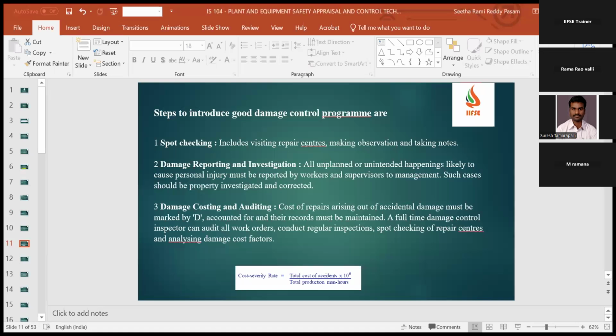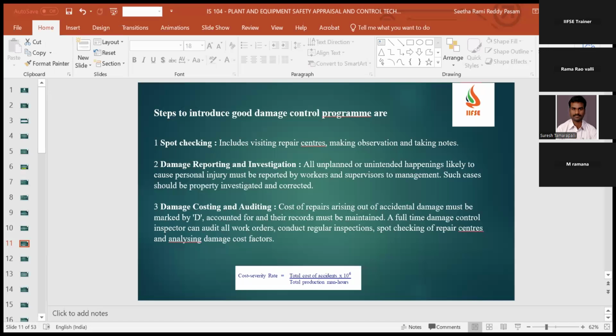So one is spot checking. So it includes visiting repair centers, making observations, and taking notes. Maybe organizations may do it in a different way or with different wording. And damage reporting and investigation.